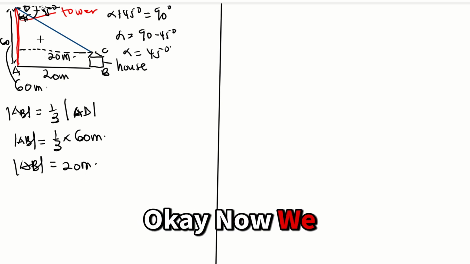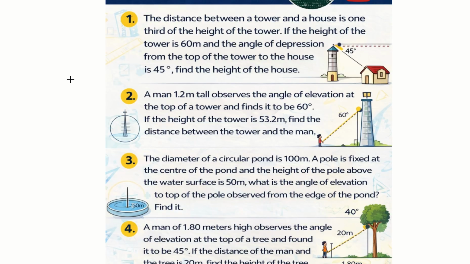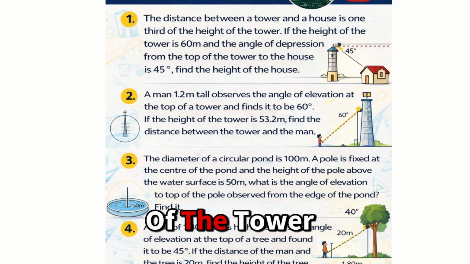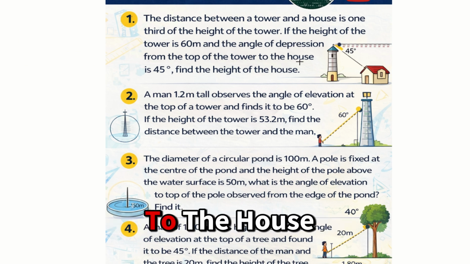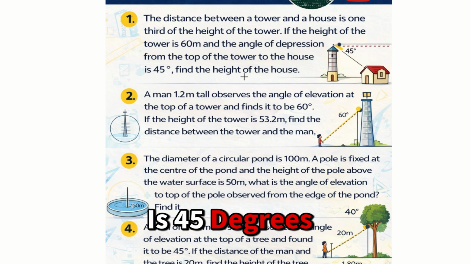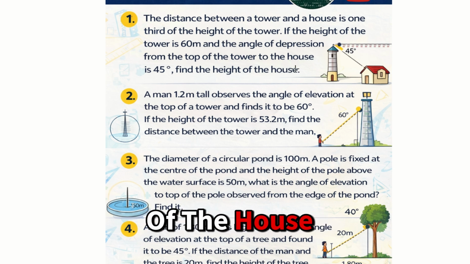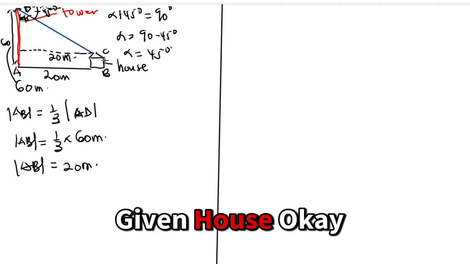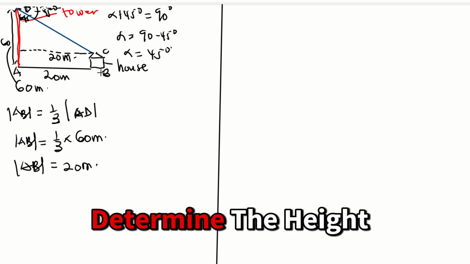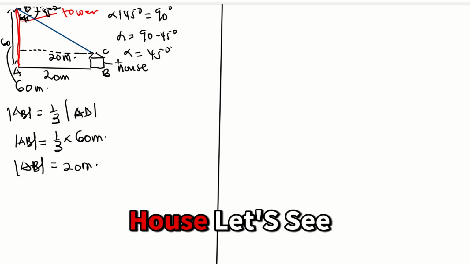Okay, now we identify that if the height of the tower is 60 meters and the angle of depression from the top of the tower to the house is 45 degrees, find the height of the house. So we are proceeding to find the height of this given house. Okay, how do we determine the height of this given house?